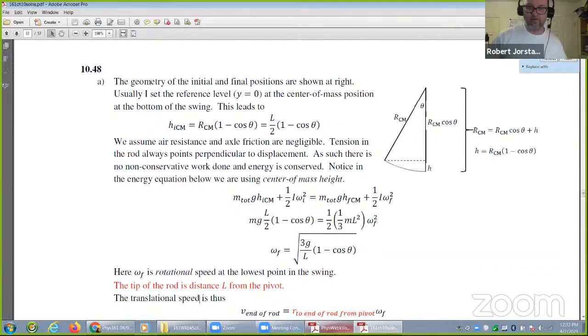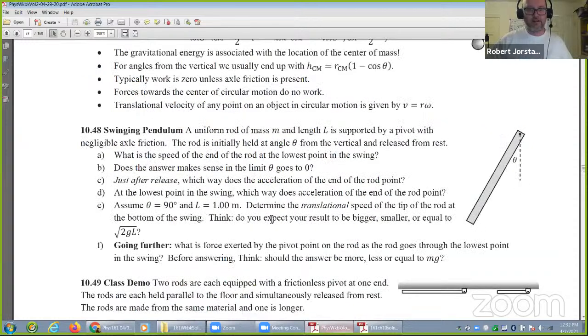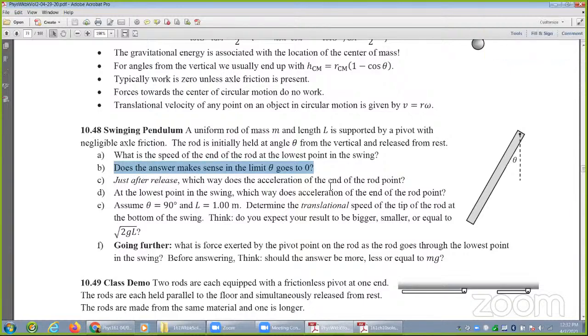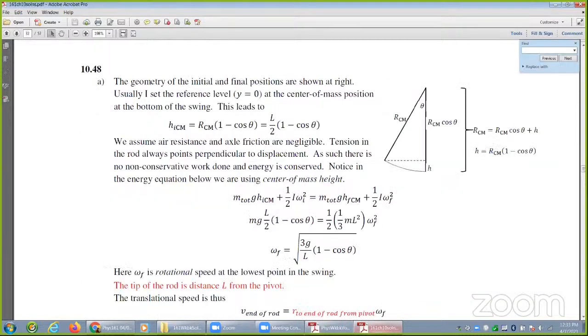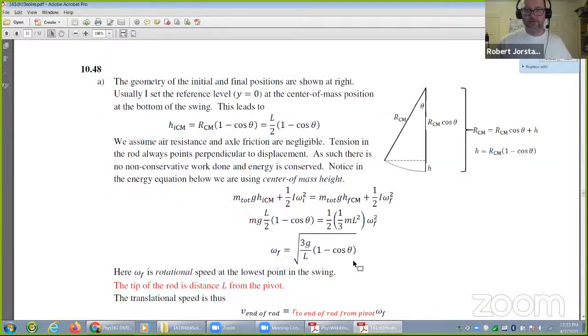So let's go back and see what we got now. That's part A. Okay. Does it make sense if theta goes to 0? First, what should the answer be if theta was 0? 0. Let's go look at it. Do you get 0? Yeah. If you plug in theta equals 0, cosine of 0 is 1.